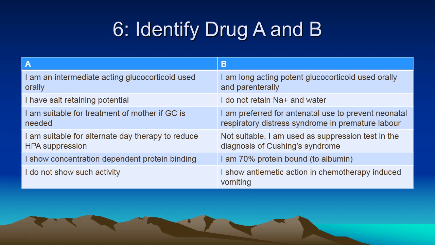B is not at all suitable for this type of use, whereas it is used for the suppression test in the diagnosis of Cushing disease or Cushing syndrome. A shows concentration dependent protein binding, whereas B is only 70% bound, mainly to albumin. A does not show any antiemetic activity, which is shown by B, and for this purpose B can be used to prevent or treat chemotherapy-induced vomiting. Now the picture seems to be very clear. One is shorter acting, the other is longer acting.